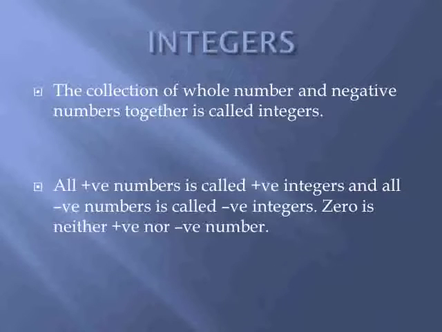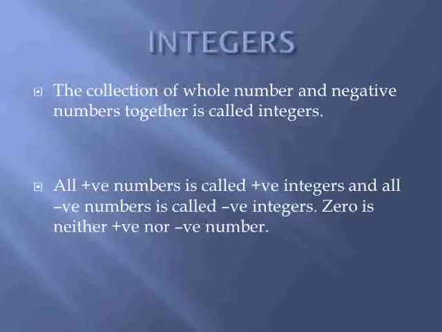Before going to the practical part of integers, let's first discuss the theoretical part. Now, the first question arises: what are integers? The collection of whole numbers and the negative numbers together is called integers. What is a whole number? The set of natural numbers with 0 is known as whole numbers. Example: 0, 1, 2, 3 to infinity.